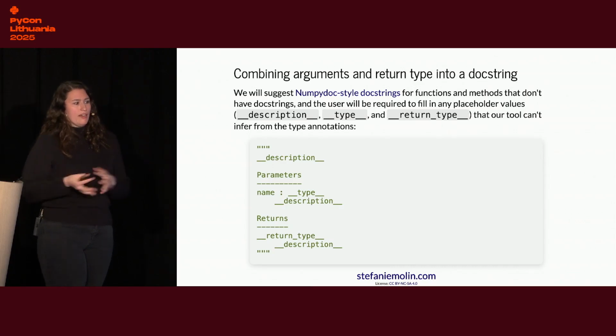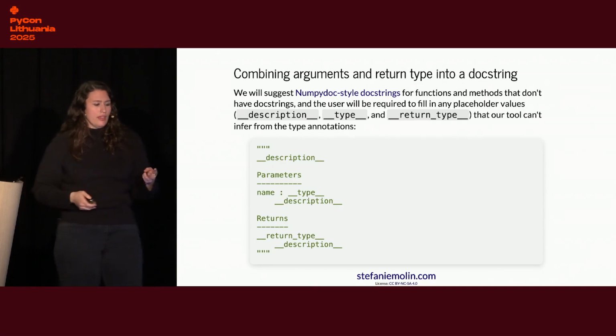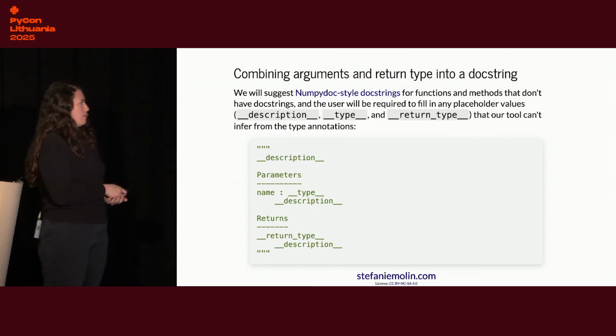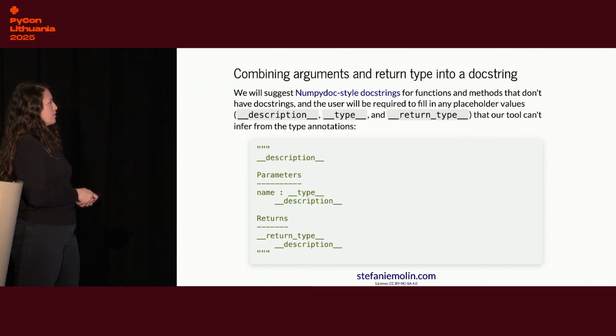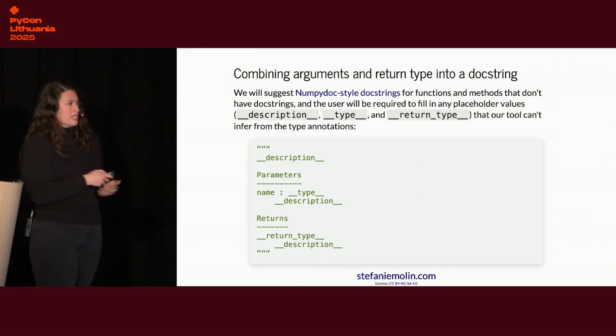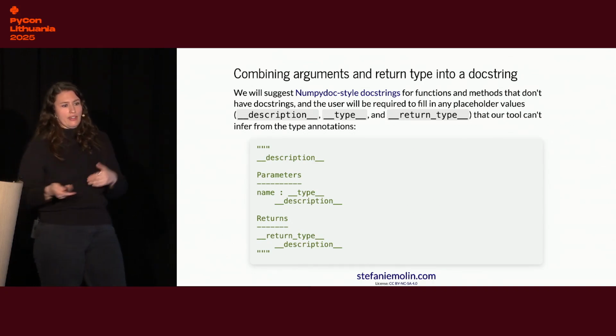Okay, so now we have all the pieces for our docstring. We have the parameters, and we have the return values. And so I'm going to assemble the docstring using the NumPy-doc format, the NumPy-doc style, which you can see up here. So we have our triple quotes, we have our description, we have a parameters section where we put the name of the parameter, the type of the parameter, and then the description down here. And then we would have a return section where we have the return type and then the description. And so as a user of this tool, they would be expected to fill in everything with the double underscores around it. So that would be anything that we can't infer ourselves.